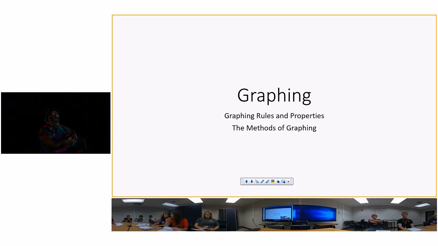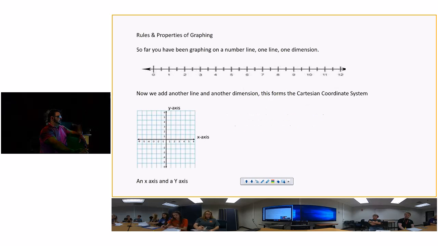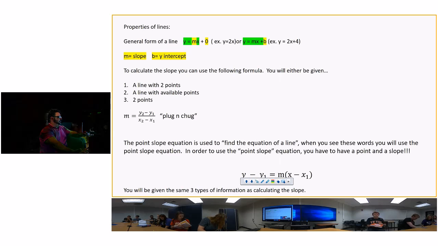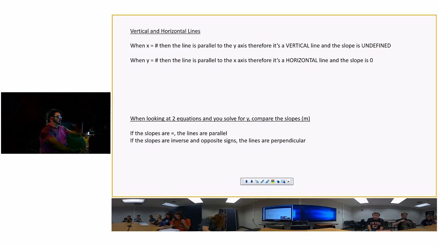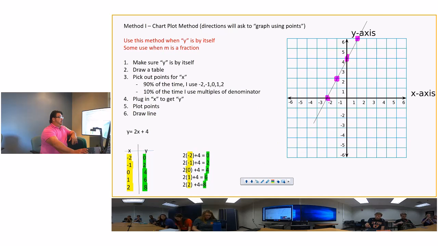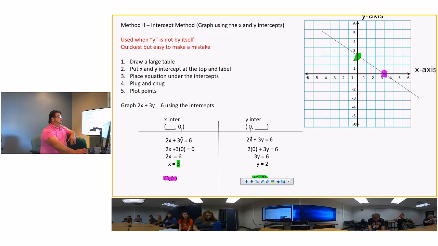Okay? All right, so graphing. I'm just going to go through this right quick. This is what we'll do Tuesday or whatever time y'all come back, Monday or whatever. Graphing rules and properties. I'm just going to go through it right quick. And you don't have to write anything. Just look at it. Okay? And number lines, you had the number line. We graphed on it. Now we had the X and the Y axis. First quadrant, second quadrant, third quadrant, fourth quadrant. And talking about slope and y-intercept. Talking about plugging and chugging to calculate the slope. Point slope equation. Vertical and horizontal lines. Comparing the slopes. Methods of graphing. Method 1, chart plot. Method 2, intercept method. Method 3, building a line. And that's all that is.